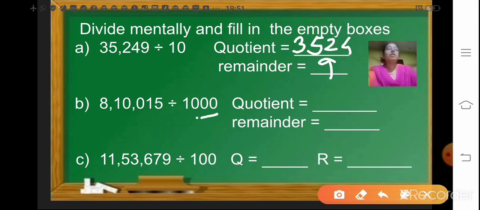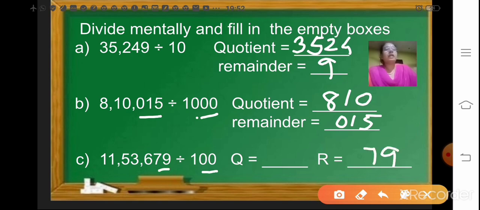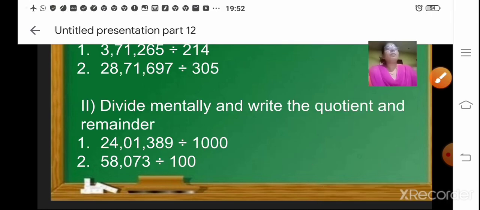Now the second sum is 8,10,015 divided by 1000. 1000 means three zeros. So the last three digits will become your remainder and the other numbers will be your quotient, that is 810. Now the third sum is 11,53,679 divided by 100. So the last two digits will become your remainder, that is 79, whereas the other digits will become your quotient, that is 11,536.